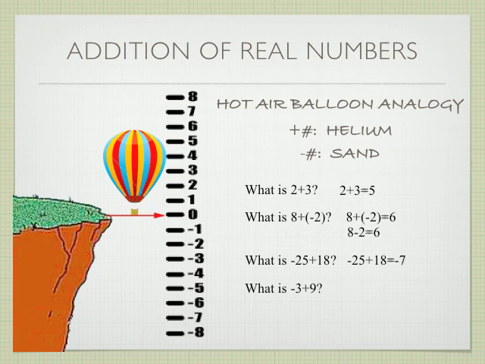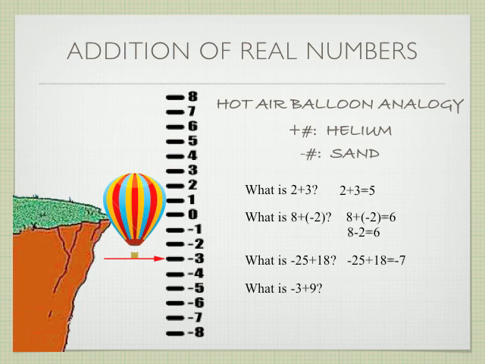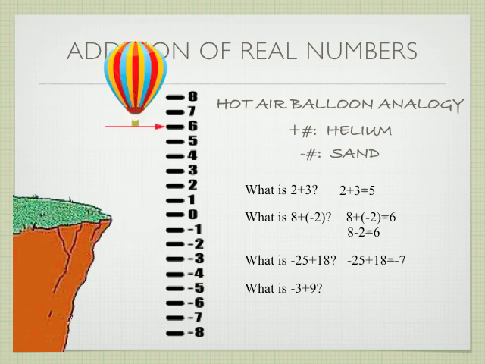Okay, negative 3 plus 9. Well, 3 bags of sand are going to drop me 3 feet, so I'm 3 feet below the cliff. Then 9 bags of helium will take me up 9 feet, so I'm now 6 feet above the cliff. Negative 3 plus 9 equals 6.